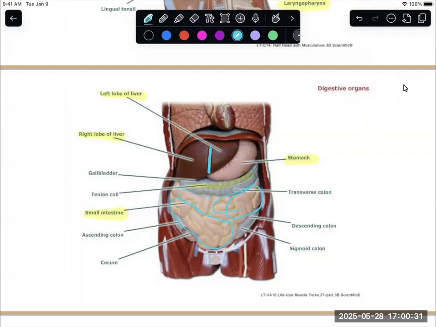I've got pictures that show that duodenum, but then we get that jejunum. And then we have that ileum. There we go.